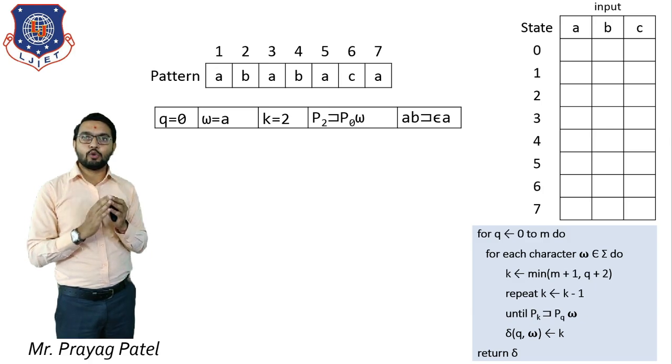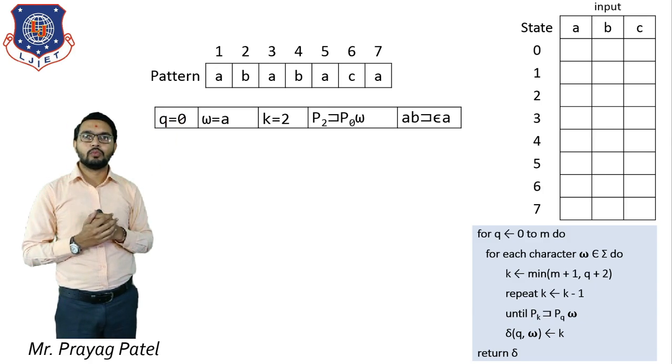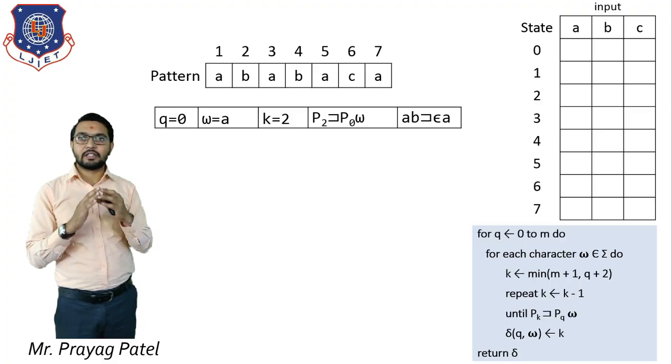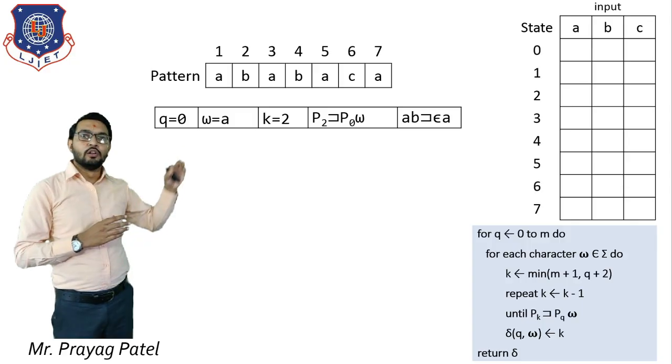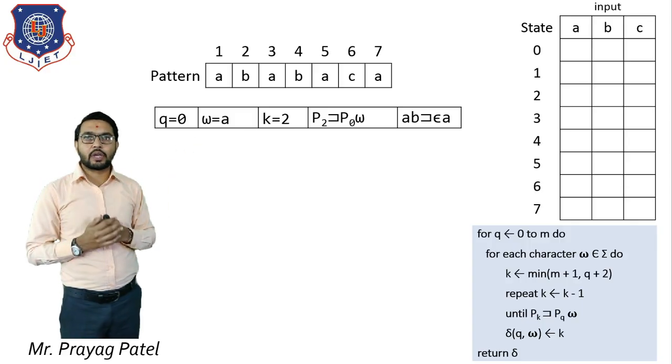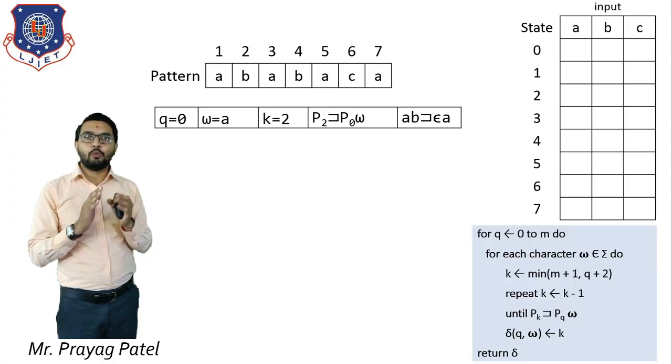Now remember that P2 means, in the pattern, consider the first two characters. If it is P3, then consider the first three characters. If P4, then consider the first four characters. So here P2 means consider the first two characters of your pattern, meaning AB. AB is a suffix of P0W.